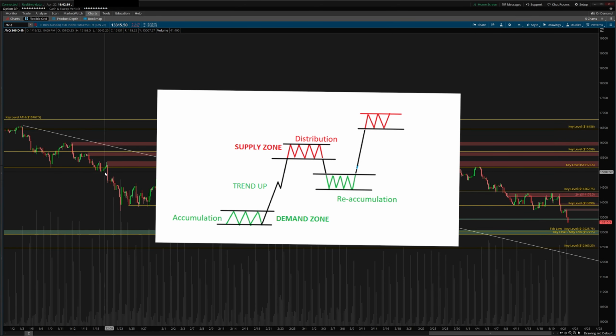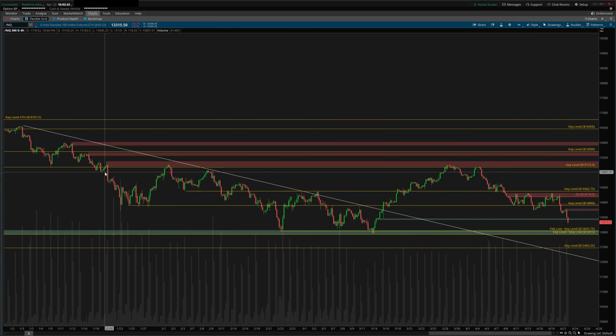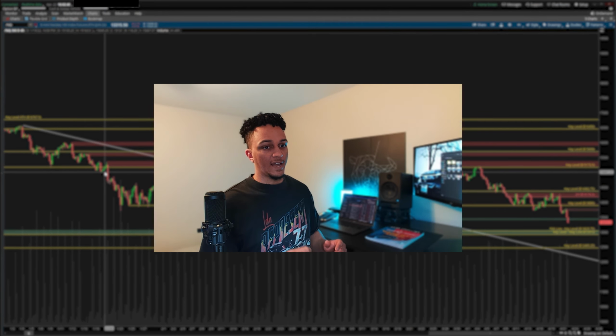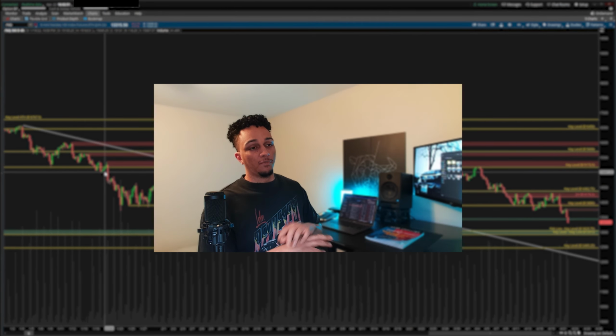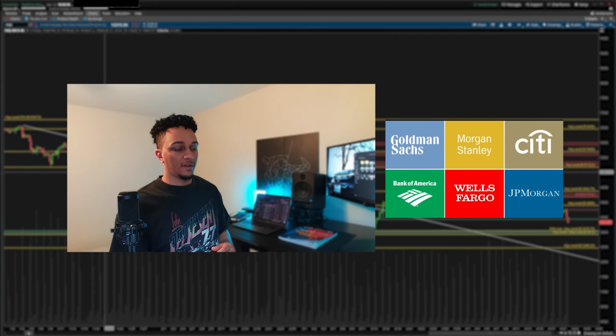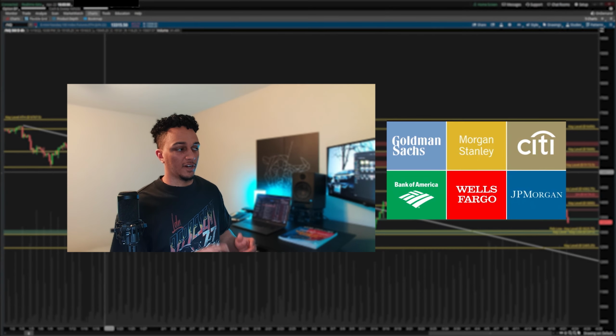So when you're drawing supply and demand zones, what you're looking for is areas of consolidation, followed by a move upwards or downwards. And what happens is when you see these moves, it's leaving unfilled orders. Now, believe it or not, the market isn't moved by retail traders. It's moved by big banks and institutions. And this is how big banks are moving the market and trading.